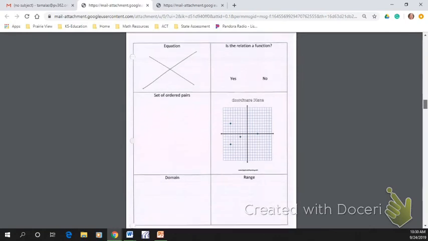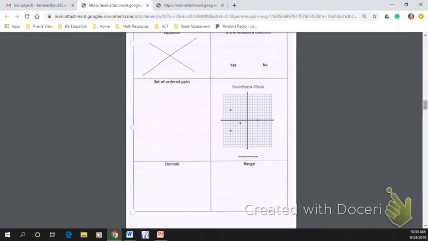All right, second page, I also have an X through the equation part. And this time it's basically backwards. This time I'm giving you the 4 points on the graph. Now you have to write it as a set. Okay, so what points are in that set?